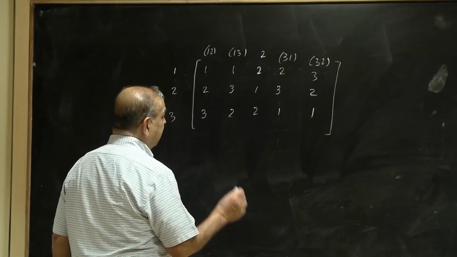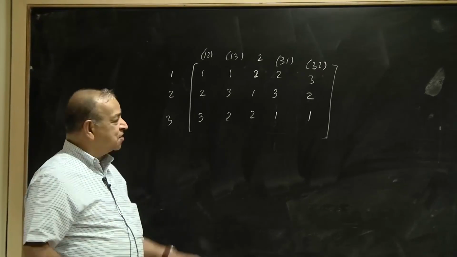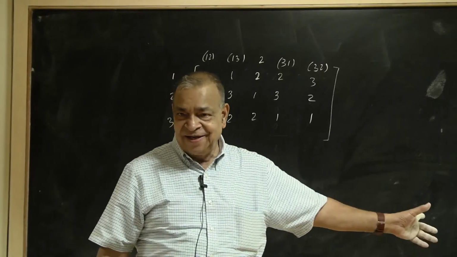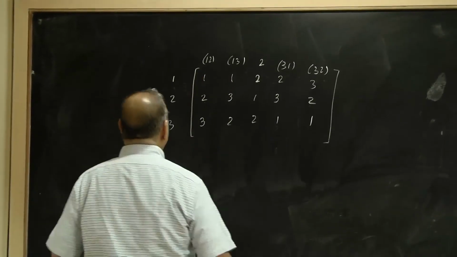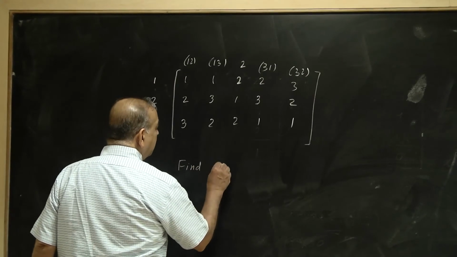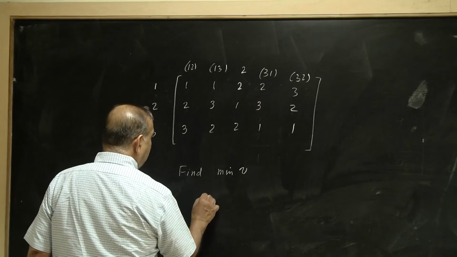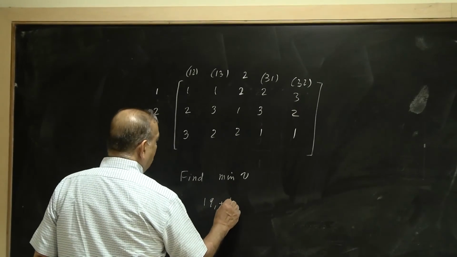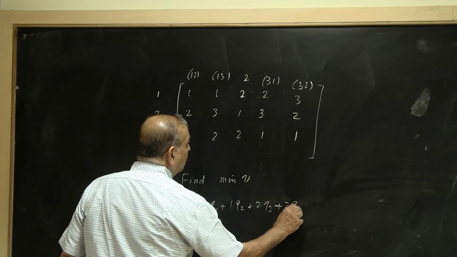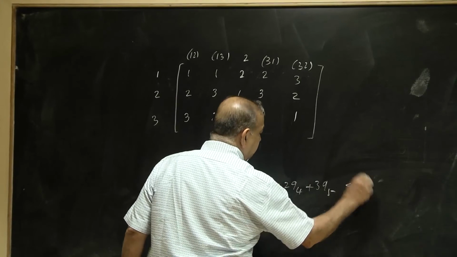Now, I want you to write down this. Now, in game theory, you have one more simplification. You notice that the game value is positive. Agree? Value is positive. So, what we are trying to do is find the minimum value V such that 1 Q1 plus 1 Q2 plus 2 Q3 plus 2 Q4 plus 3 Q5 is less than or equal to V.